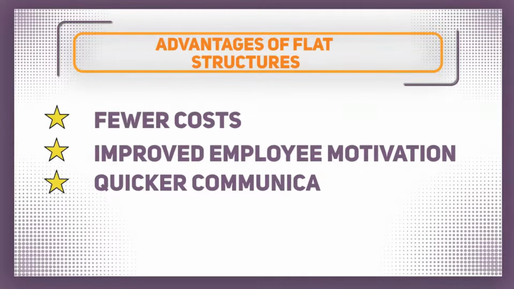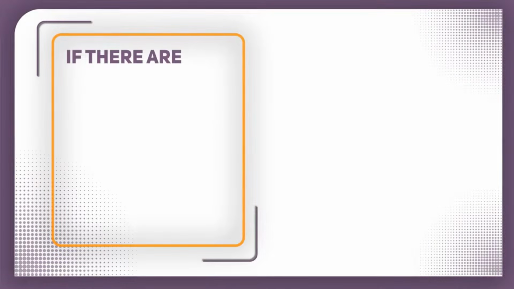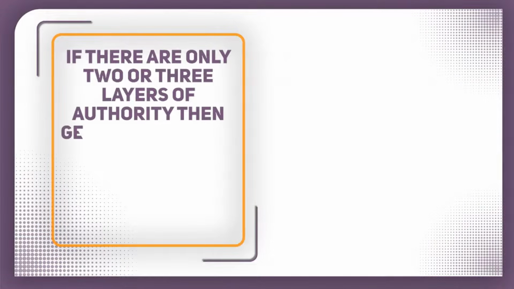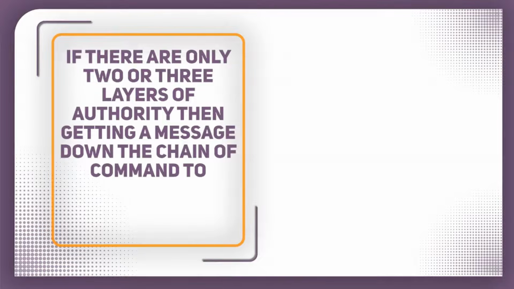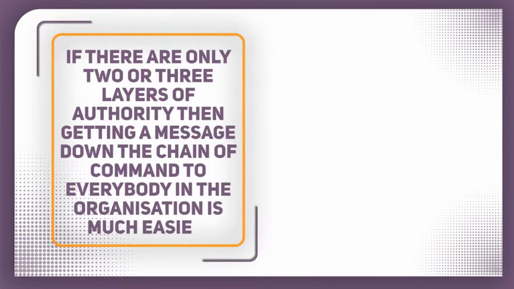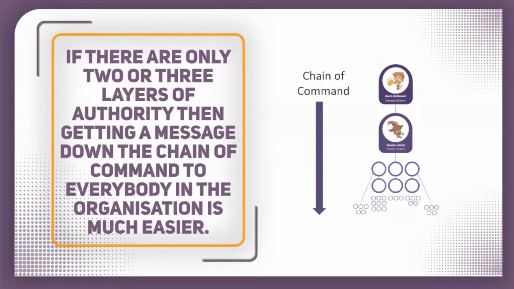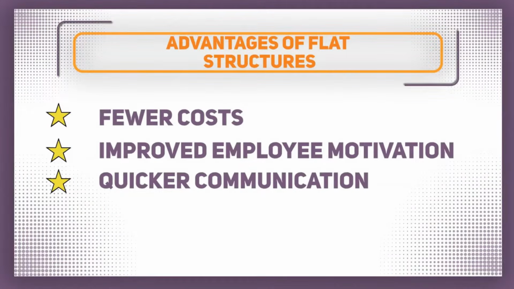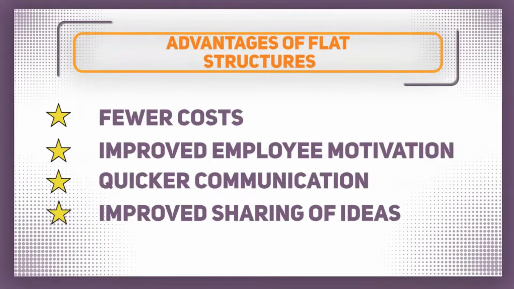In a flat structure, communication can be quicker. If there are only 2 or 3 layers of authority, then getting a message down the chain of command to everybody in the organisation is much easier. This faster communication can in some cases mean that the business is able to respond more dynamically to changes when necessary. The final advantage that we will consider is that flat structures can lead to more sharing of ideas. If there are only a couple of layers in the chain of command, then a member of staff lower down may feel in a better position to go and share their exciting new proposal with the big boss.